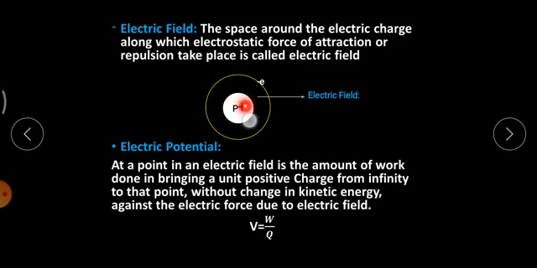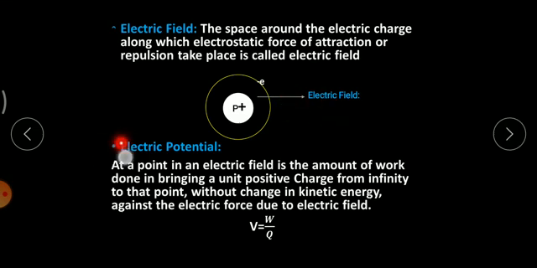For an instant, this is a proton with the positive sign, this is an electron. So this is the space between proton and electron. Here the electrostatic charges are opposite in nature. So this electron is revolving around this proton. Because of this electric field, the space between proton and electron is termed as an electric field.